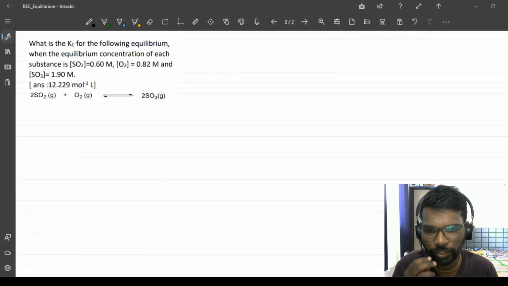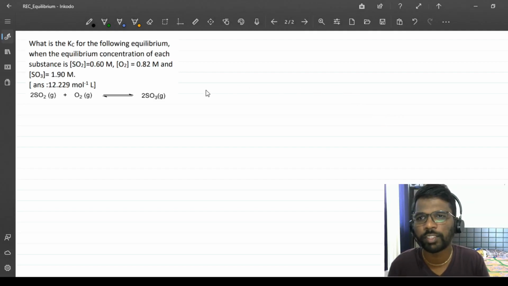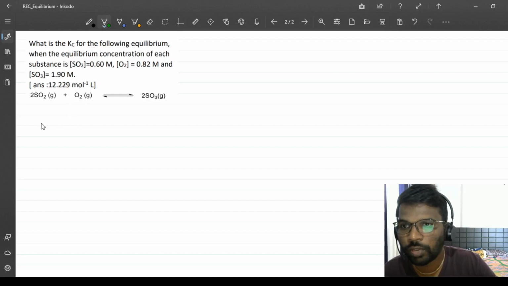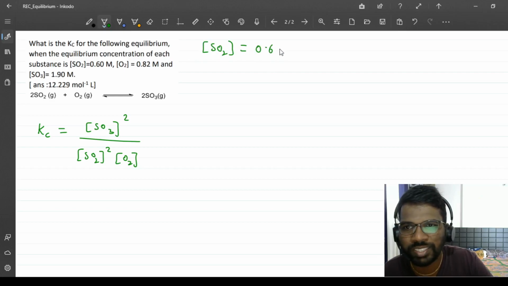So here is the next question. Again, this is to find the equilibrium constant. The only difference here will be the unit. Let's see how the units are also different. So the equilibrium expression is given as Kc is equal to the concentration of SO3 raised to power 2, because this is the stoichiometric coefficient I am writing, divided by the concentration of SO2 raised to 2, and this is O2. There is no stoichiometric coefficient, so it is 1. So everywhere the concentration of SO2 is given, it is 0.60.